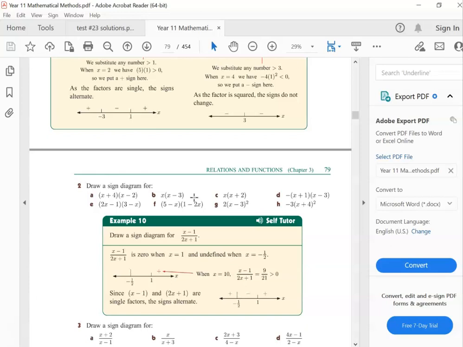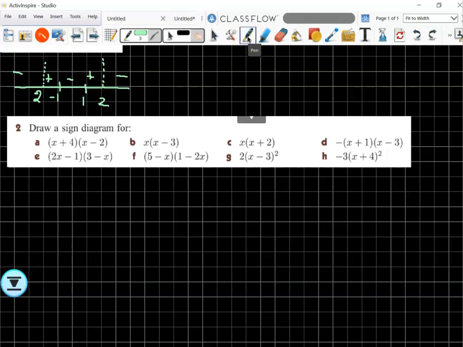We'll pick one, just your one out. Right, F. Okay, we had a request for F. So if we're looking at F, we've got 5 minus x, 1 take 2x. So the first thing we're going to do is work out when this whole thing is going to be equal to 0. So what value for x makes this one 0? Clearly 5. What makes this one equal to 0? If you can't do it in your head, because it's early morning, 1 take 2x equals 0.